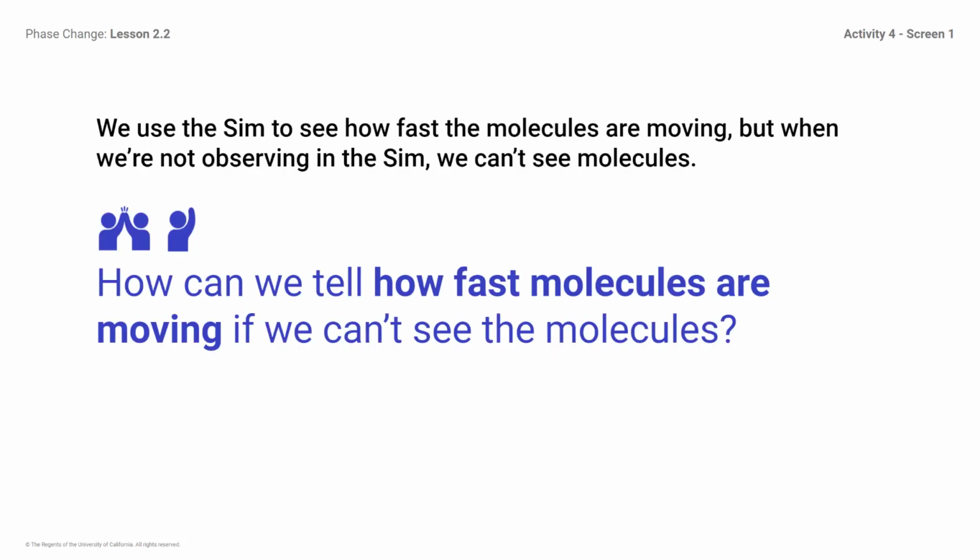We use the sim to see how fast the molecules are moving, but when we're not observing in the sim, we can't see molecules. How can we tell how fast molecules are moving if we can't see the molecules? You might say, we can't see the molecules moving, but we do have a way of collecting evidence about their movement at the macro scale. We can take the temperature of a substance.